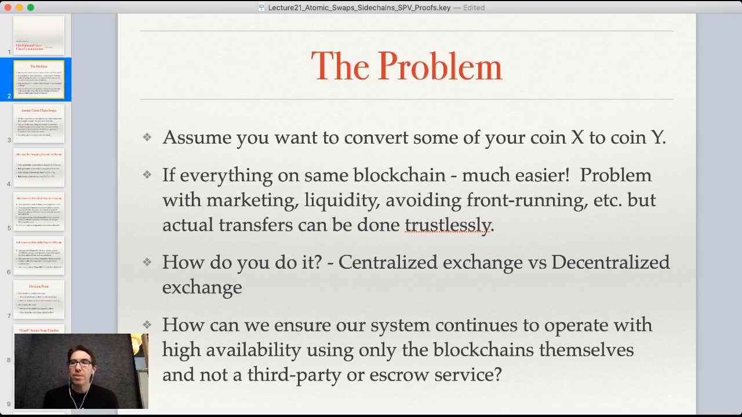So let's first think, before we get into the details of what we're going to do, what the problem is. What are we trying to do? Let's say you have some coin X and you would like to trade it for some coin Y in a trustless way. Now, if everything is on the same blockchain, this is a much easier problem.